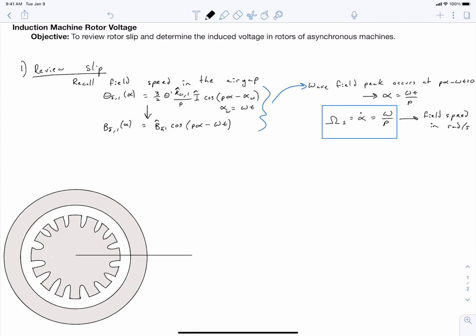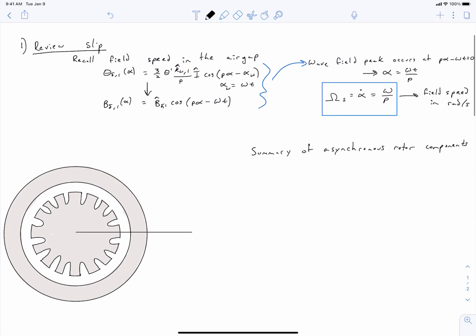And we get this expression here in the blue box, that our stator field, or magnetizing field, is going to rotate in the air gap at a speed of omega over p, where omega is the synchronous frequency of our electric machine. It's the frequency of our stator currents. And so we're going to start to summarize here the key rotating components in our machine. And we've already reached our first item to summarize, which is that our air gap field travels at speed omega s.